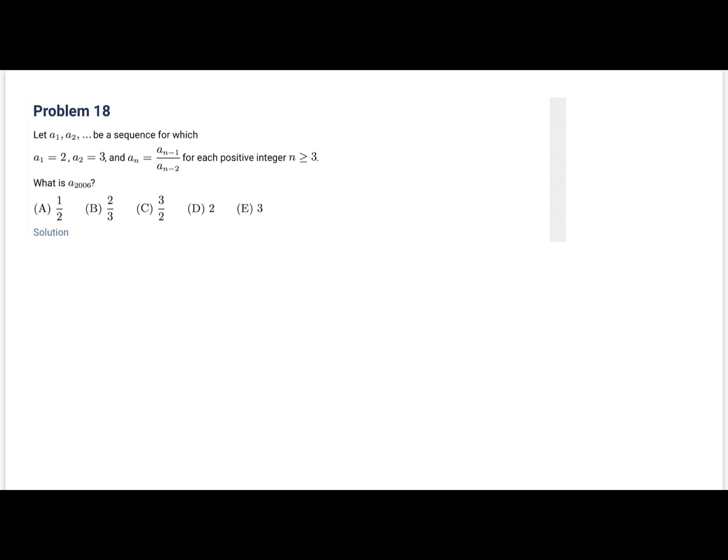And problem 18. Let A1, A2, and so on be a sequence for which A1 equals 2, A2 equals 3, and AN is AN minus 1 over AN minus 2 for each positive integer N greater than or equal to 3. So if A1 is 2, then A2 is 3, then it's 3/2, then it's 3/2 divided by 3, which is 1/2. And then it's 1/3, and then it's 2/3, and then it's 2 again, and then it's 3.